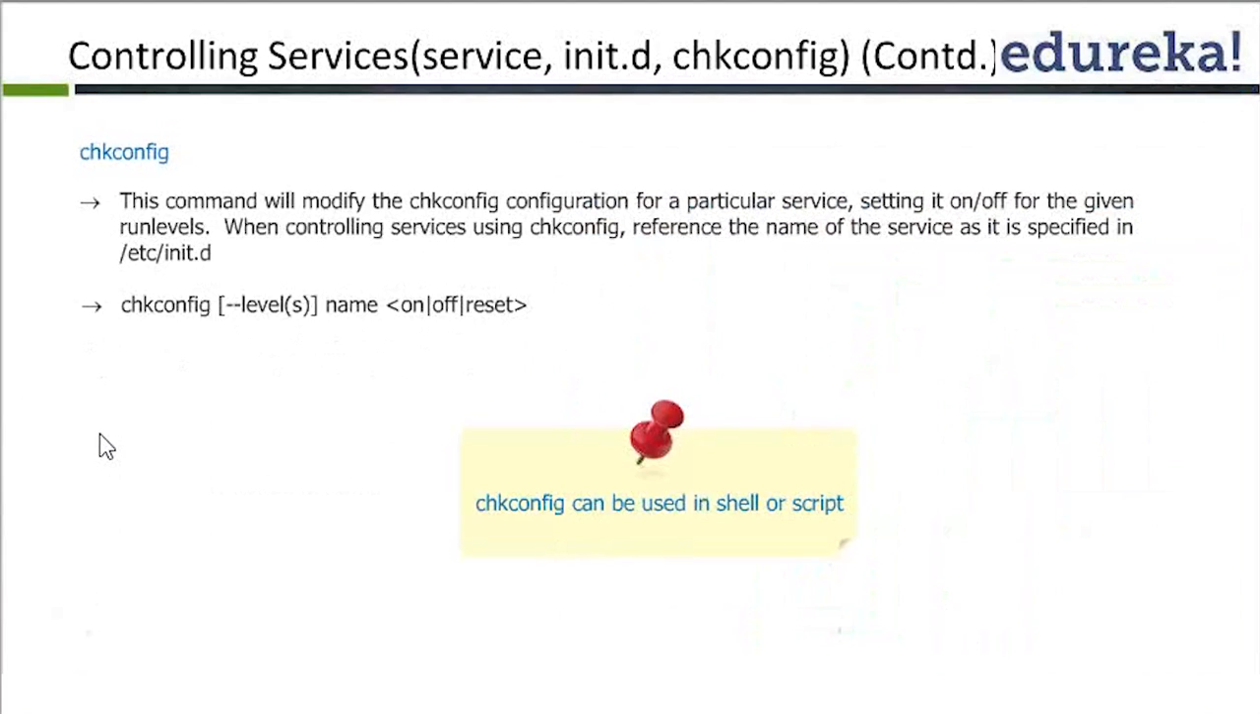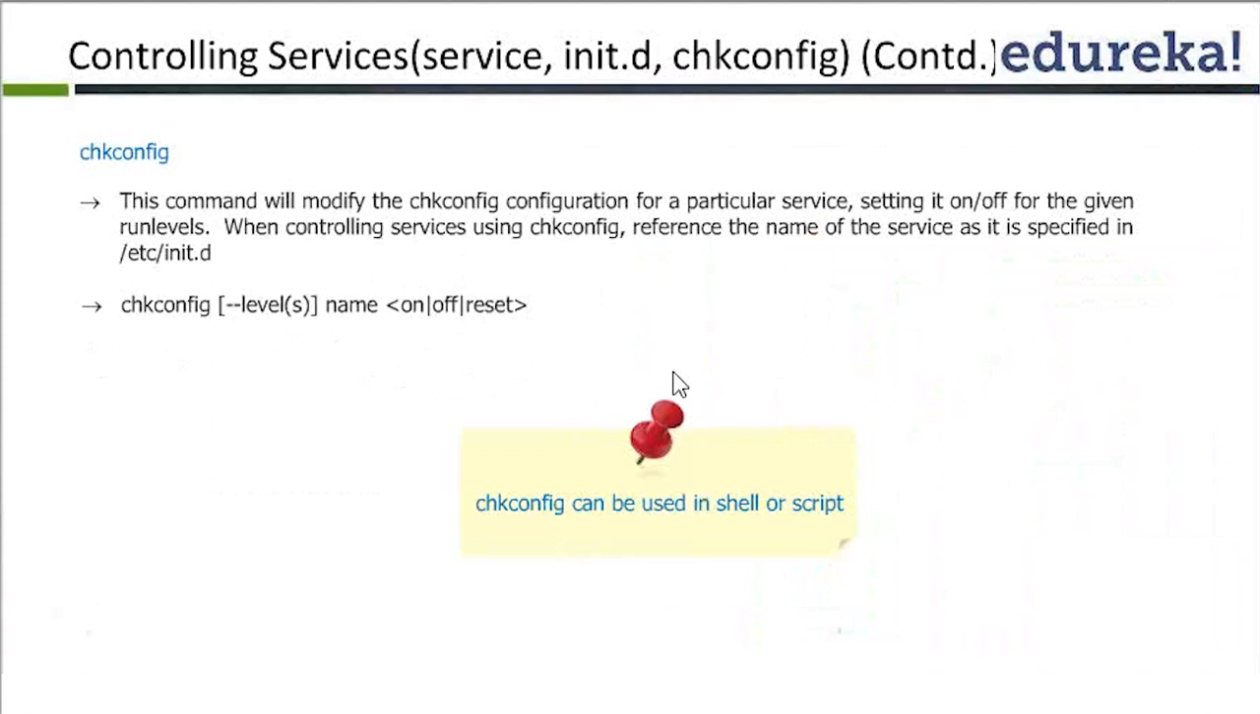Okay, the next one is chkconfig. This is the command that helps you list all the services in your system. You can check the status of the services, and you can start and stop the services. You can do all sorts of things using this. This command will modify the chkconfig configuration for a particular service, setting it to on or off for a particular run level.